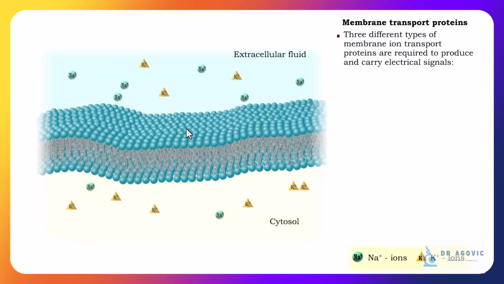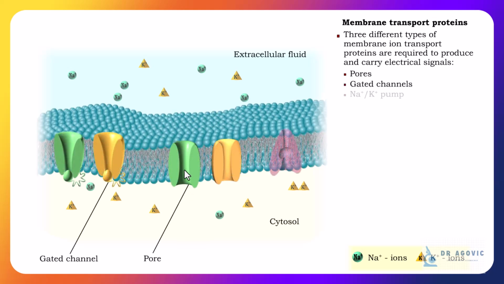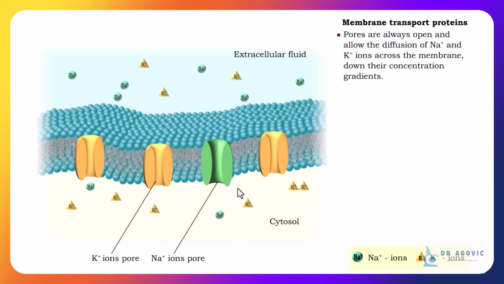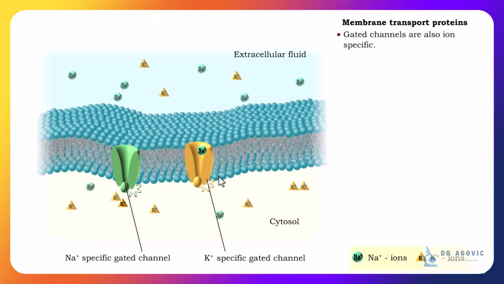Excitable cells need three different types of membrane ion transport proteins to produce and carry electrical signals. These proteins include pores, gated channels, and ion pumps. Sodium and potassium pores are always open, allowing these specific ions to diffuse down their concentration gradients. Like pores, gated channels are ion-specific.